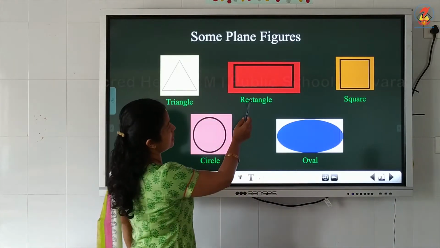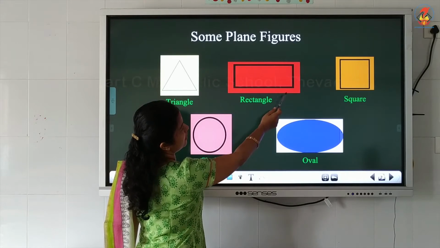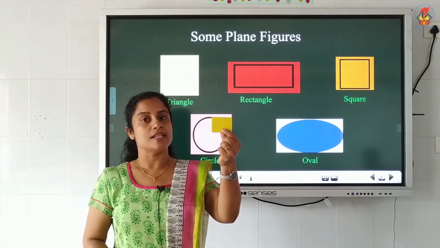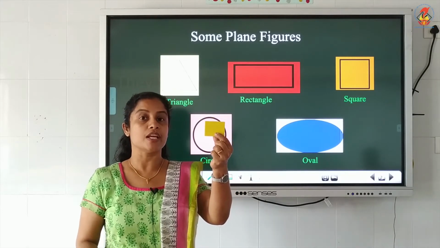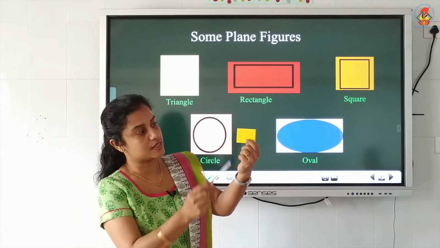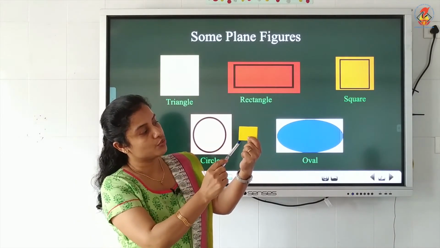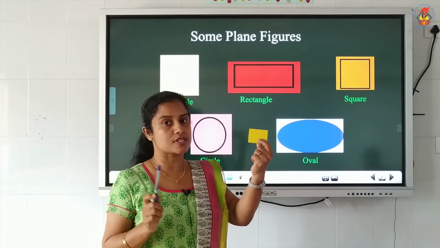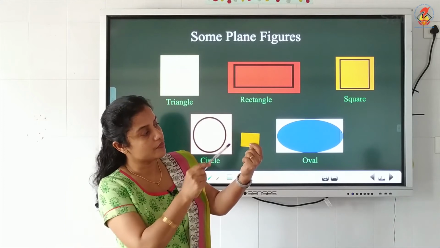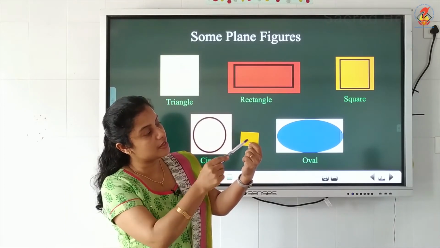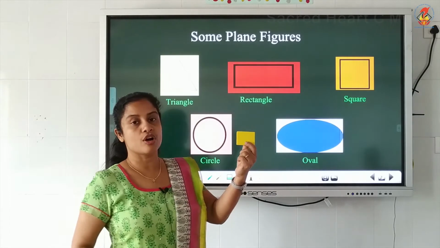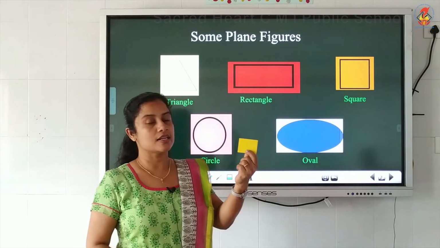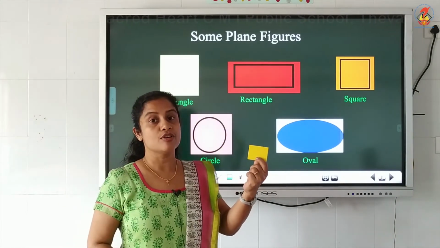Now next we are going to study about rectangle. This is the shape of a rectangle. So this is a rectangle. Let's see how many sides and corners are there for a rectangle. Let's count the sides. 1, 2, 3, 4. So how many sides for a rectangle? There are 4 sides. Now let's see how many corners. This is first corner, second, third, fourth. So how many corners for a rectangle? Rectangle is having 4 corners. So a rectangle is having 4 sides and 4 corners.